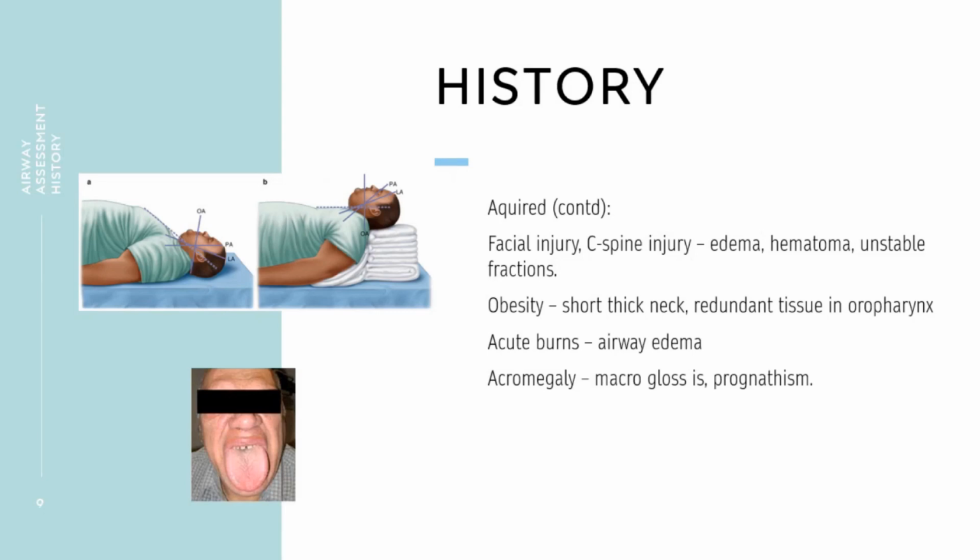Acute burns can cause airway edema, which is also difficult intubation. Acromegaly can have, sorry for the spelling error, macroglossia and prognathism. These acute burns and facial injury can also cause difficult mask ventilation, because of which oxygenation can be difficult in this patient.